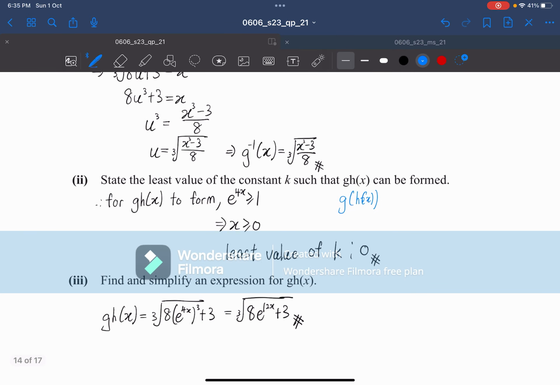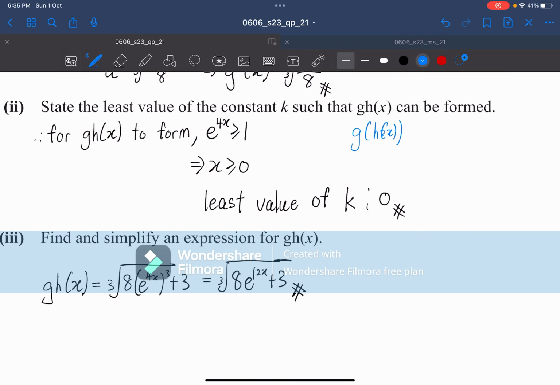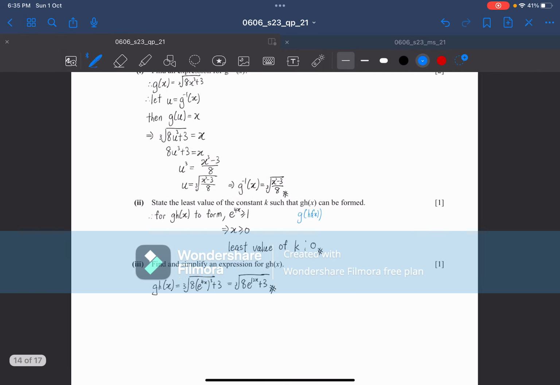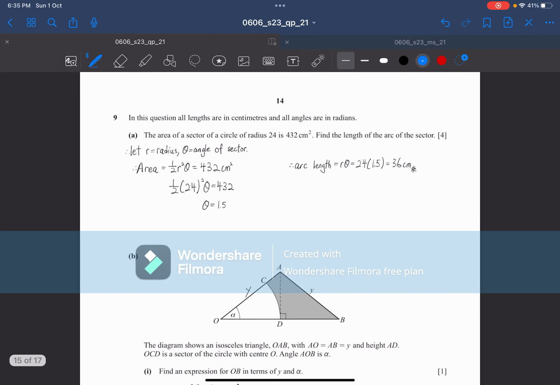So, find a simple, so 3 is just simple, like it's just substitute e to the power 4x into x, and you can get it. Simplify it and you get this 1 mark. All right. Question 9.